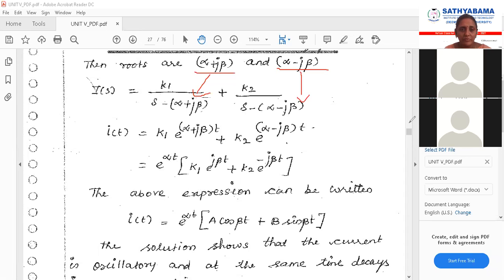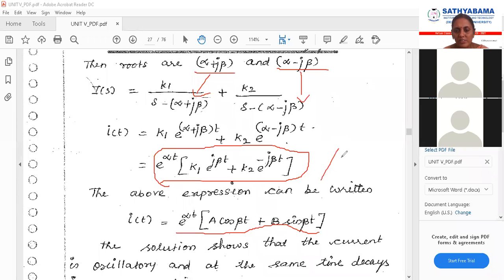Now e power alpha t is common, so I have pulled out e power alpha t. This is into K1 into e power j beta into t plus K2 into e power minus j beta t. The above expression, to be very simple, we are just putting as a cos beta t plus b sin beta t.